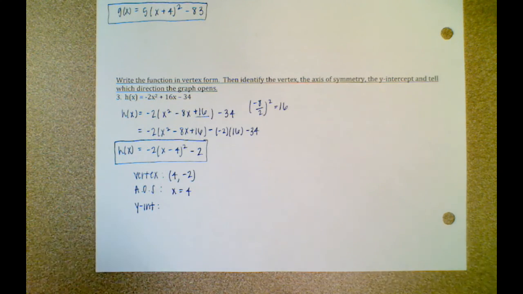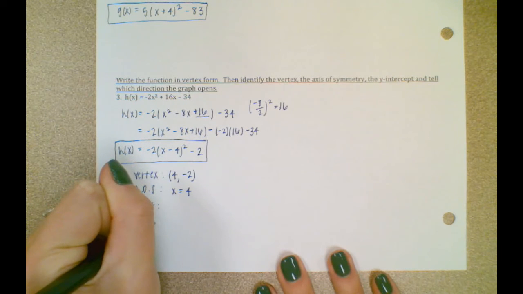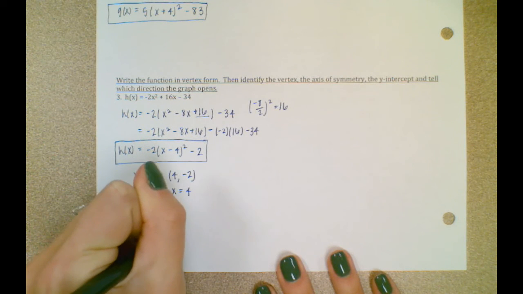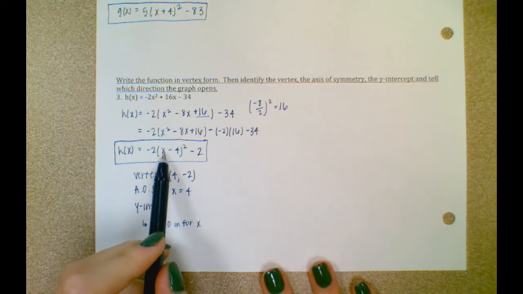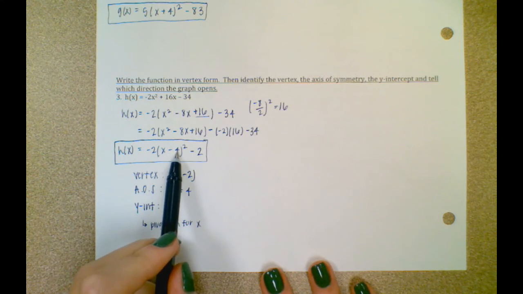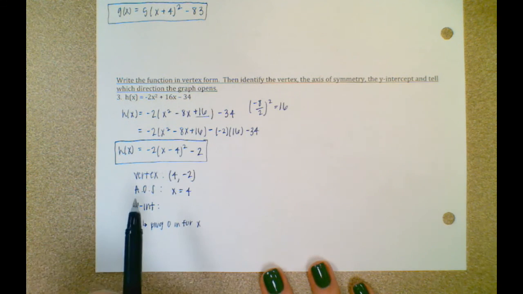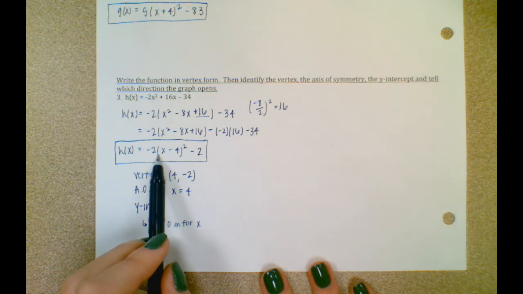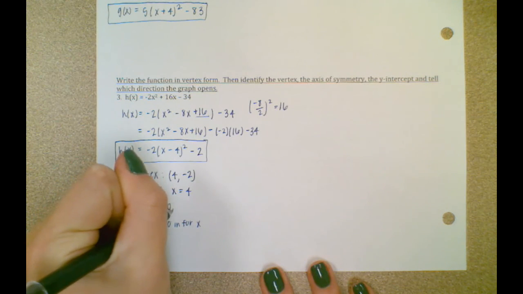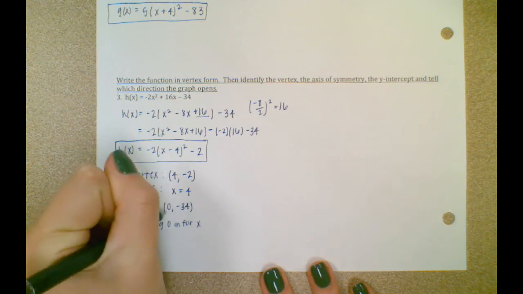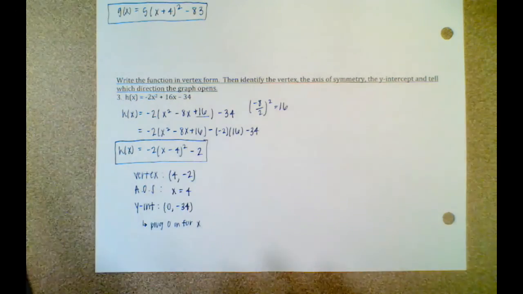I suggest just going ahead and plugging 0 in for x, just to be safe that you don't miss anything. So if I plug a 0 in here, I get negative 4 squared, that is 16, right? Times negative 2 is negative 32, minus 2 is negative 34. So this is 0, negative 34. Okay, so just be careful with that there.